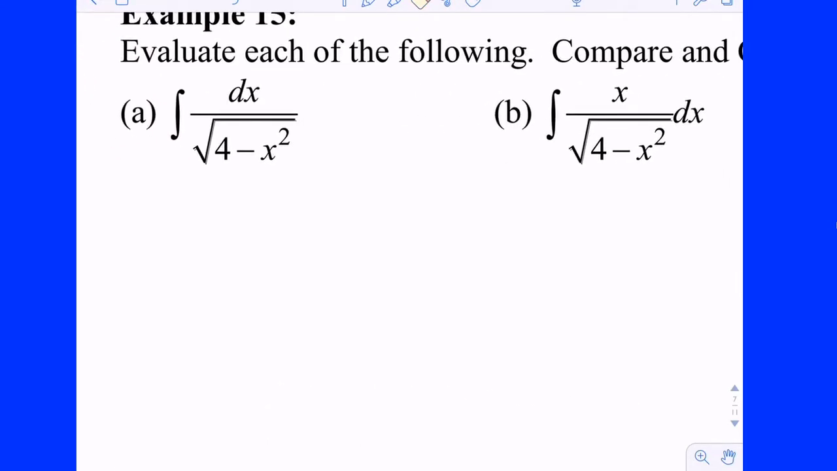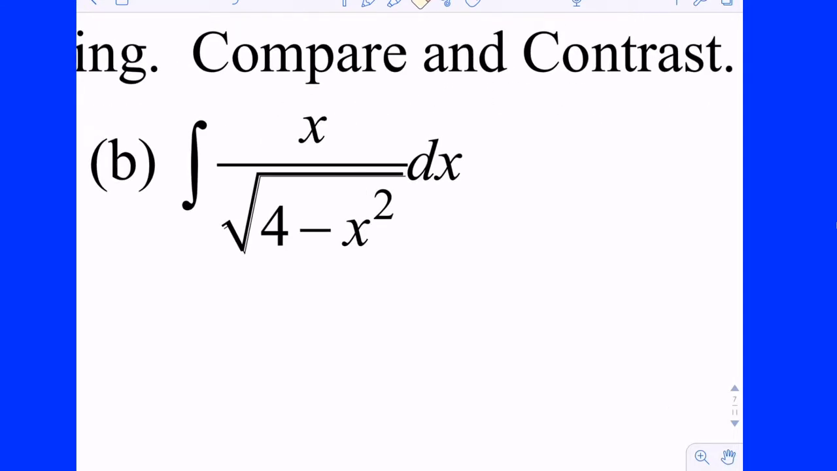Let's look at these. A and B. They look very similar, right? They look very similar. But they are very different. Okay? Which one do you want to do first? You don't have to do them in alphabetical order. B. Oh, nice. Jaime said B. Let's do B first. Why not?